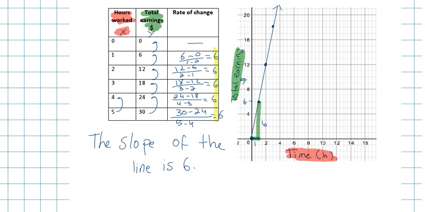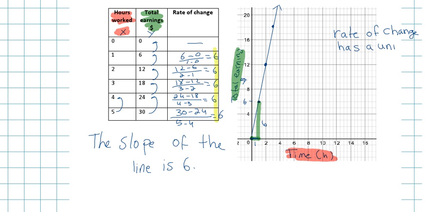So far what we have seen is that the rate of change is the same as the slope. The only difference between the rate of change and the slope is that the rate of change has a unit. The slope doesn't. Okay? So let me write that down. The rate of change has a unit.